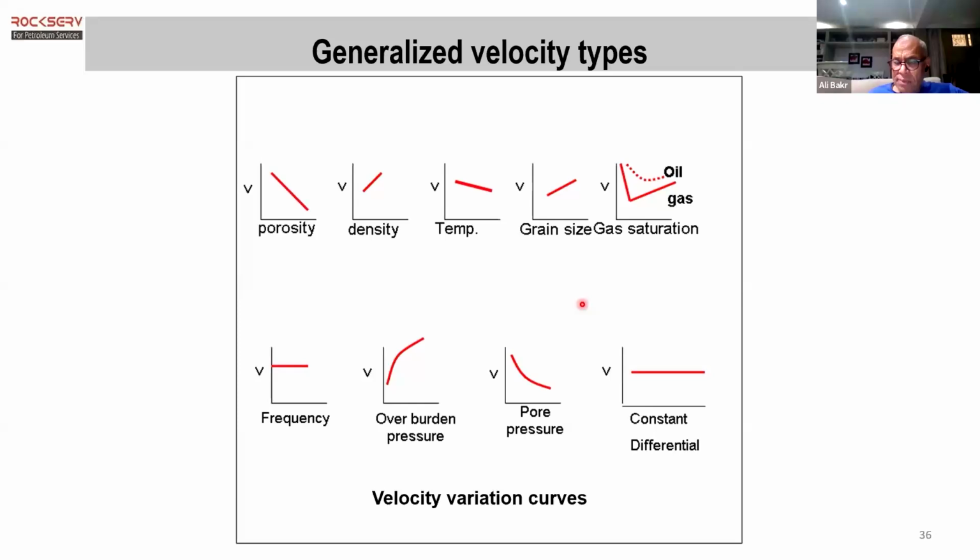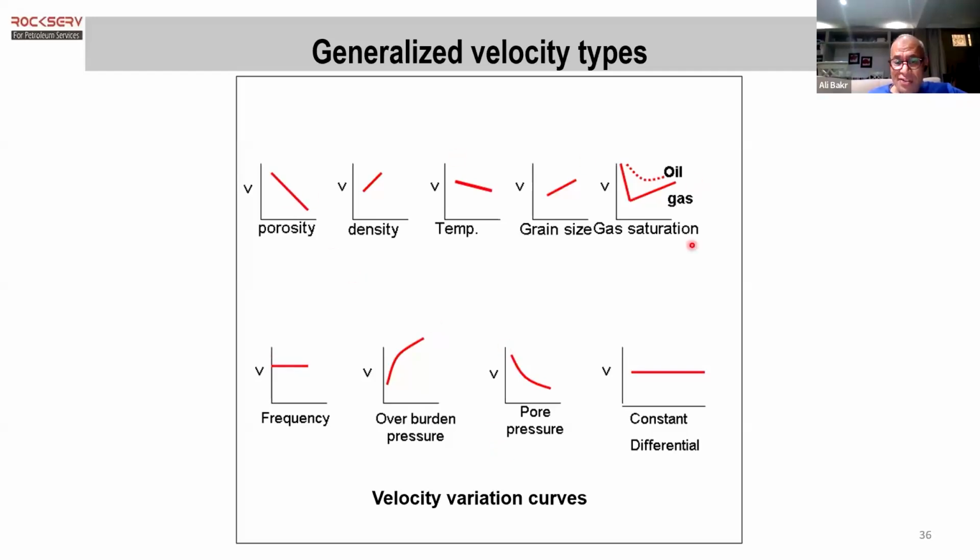The velocity has many parameters to work with. So with porosity, as you can see, velocity increases with depth, while it decreases with increasing porosity, and it's vice versa for density. It reacts a little bit differently with temperature. It's a little bit like the density and the grain size; both of them have the same trend. And the very interesting one is gas saturation, because you could get the same velocity if you have a small amount of gas in the sandstone or if it is saturated with gas. They could give you the same velocity. Then frequency doesn't make much difference. The overburden pressure and pore pressure both have variation curves different from the others.